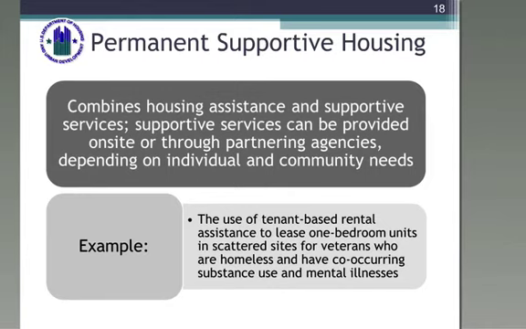HUD funding of supportive housing is for homeless persons with disabilities, primarily serving individuals and members of their household who have serious mental illnesses, chronic substance abuse problems, physical disabilities, or AIDS and related diseases. Permanent supportive housing can be provided through tenant, project, or sponsor-based assistance in multifamily structures or scattered site apartments.